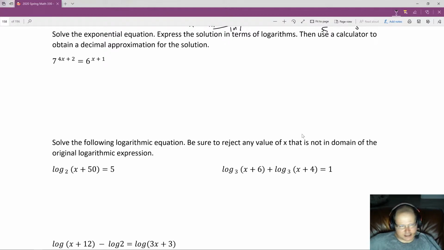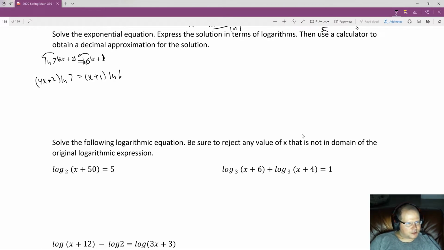Now in both of these cases, we have exponents that contain variables that we're trying to solve for. So first step is we want to get those down. And we get those down by taking natural logs. And that allows us to pull these exponents down. So the first one we have 4x plus 2 times natural log of 7. The next one we have x plus 1 times natural log of 6.